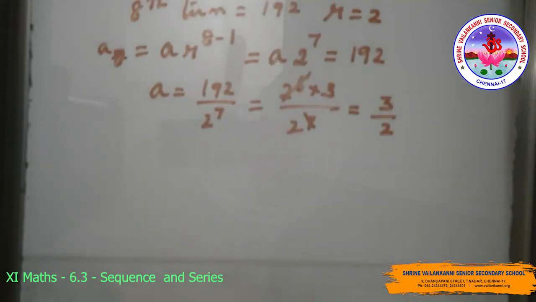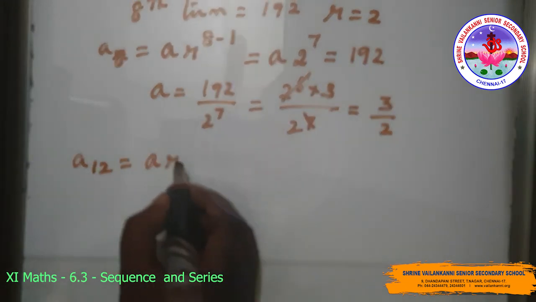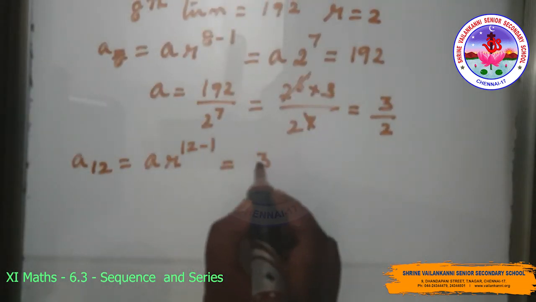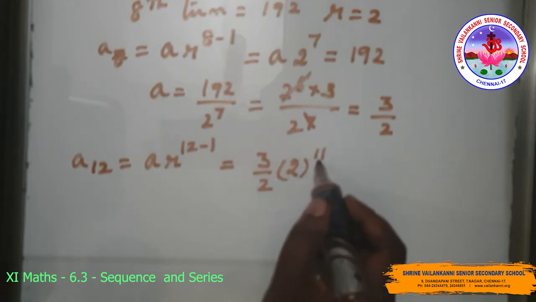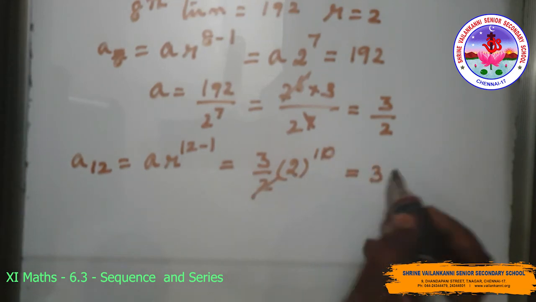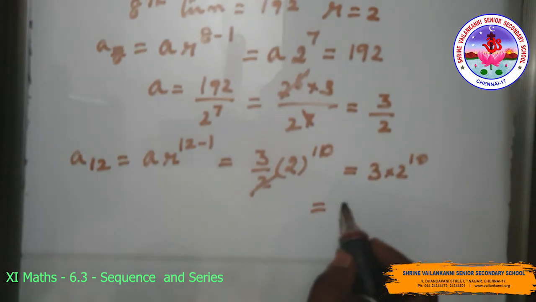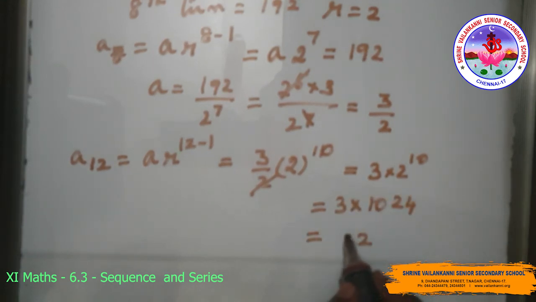Now we can easily find the 12th term using the general term formula a12 equals a r power n minus 1. Here n is 12, so 12 minus 1, which is equal to a is 3 by 2 and r is 2, 2 power 11. So cancelling one 2, it will become 3 into 2 power 10, which is 3 into 1024, which is equal to 3072. So the 12th term equals 3072.